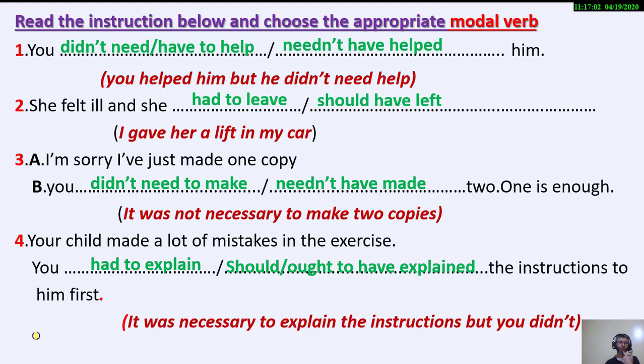So the question we ask here, was the action performed? Yes, you helped him, means he did the action. Is it necessary? It was not necessary. So the answer is this, needn't have helped him. Number 2, she felt ill and she had to leave, should have left. I give her a lift in my car. It was necessary for her to leave and she left. So the answer is this.